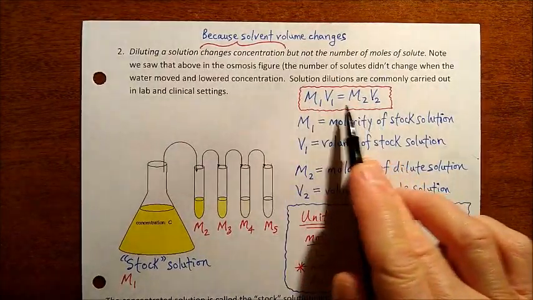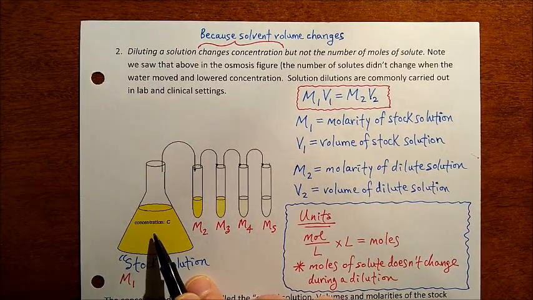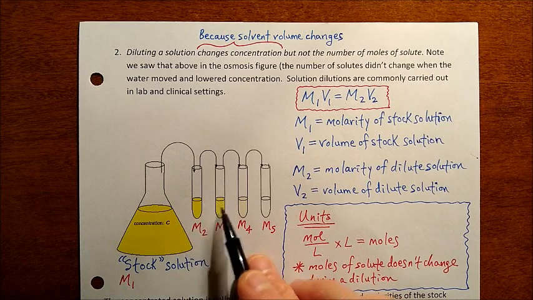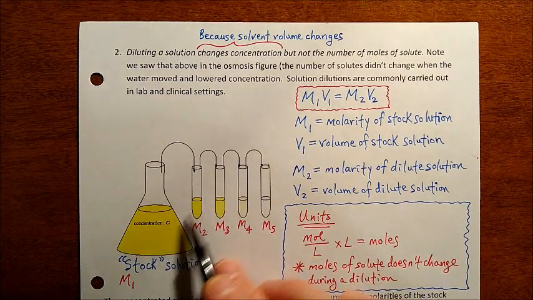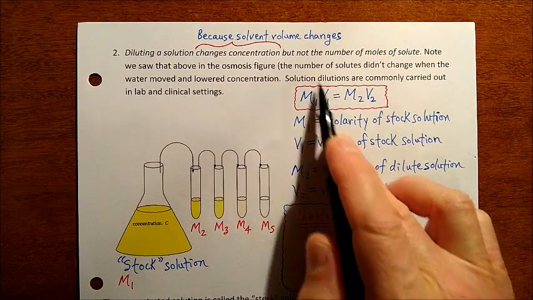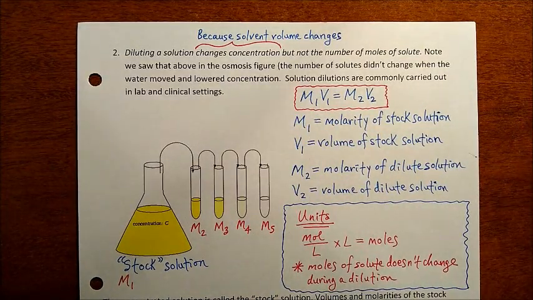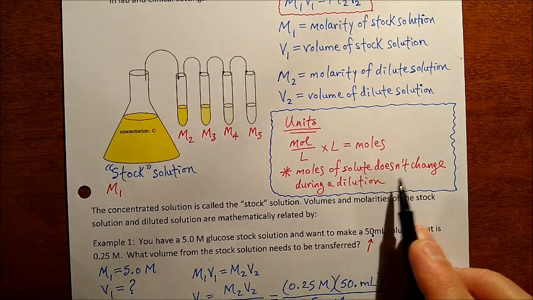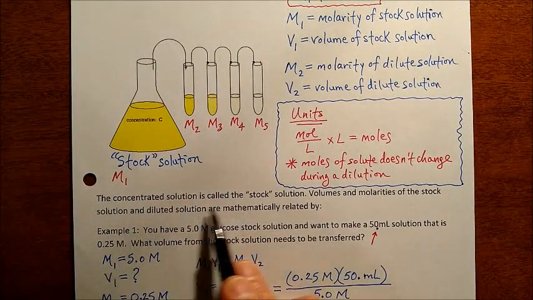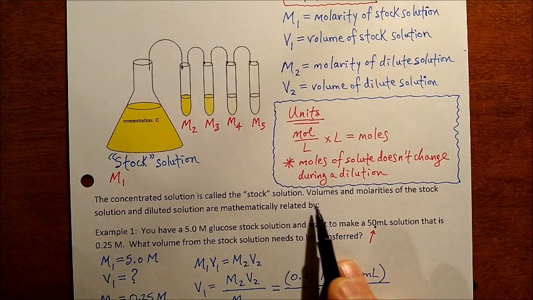So really all this formula is saying is the amount of moles I removed in the original step out of the stock solution, the amount of moles between these two, for instance, is the same. That's why I have the equal sign. The moles before equals moles after. Moles of solute doesn't change during a dilution. That is key to remember. The concentrated solution is called the stock solution.